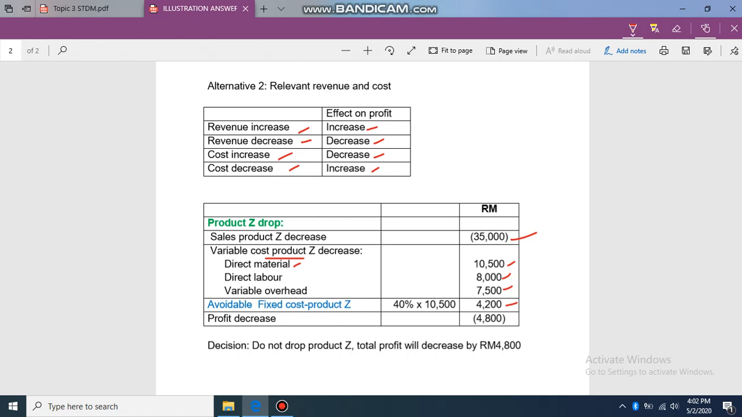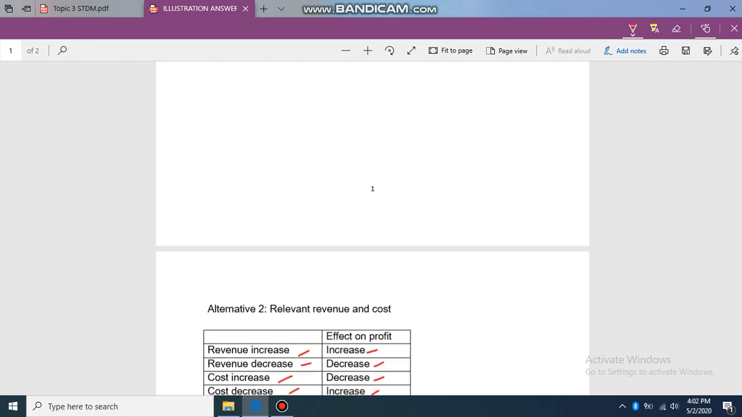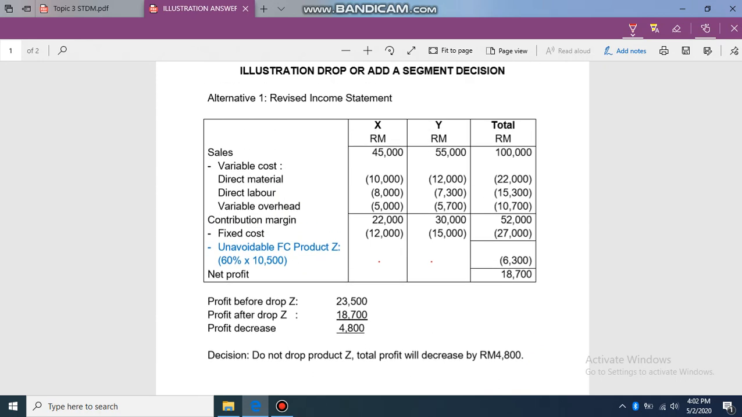Okay, so in total, if you total up minus 35,000 plus 10,005 plus 8,000, plus 7,500, plus 4,200, you get negative 4,800. Negative 4,800 means profit decrease. So what is our decision? When the profit decreases, do not drop Z. The profit will decrease by 4,800. Whatever alternative you use, you will get the same answer as illustration 1, based on alternative 1: do not drop Z, profit decrease by 4,800.